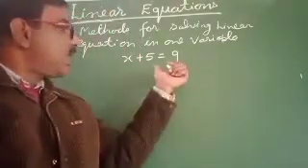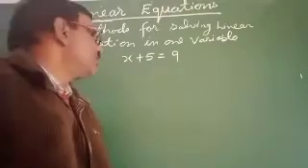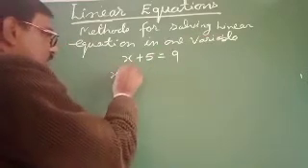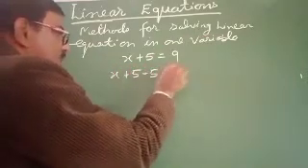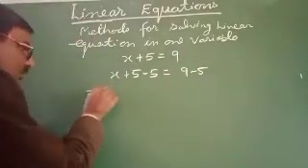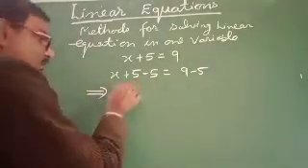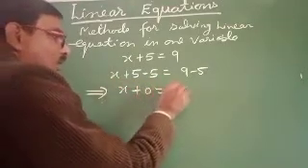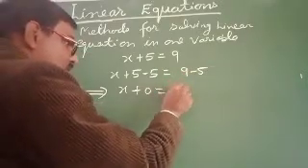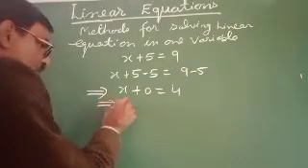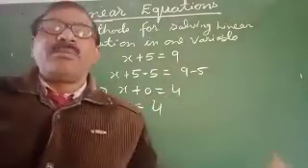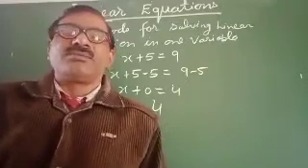So if we want to solve this linear equation, then we subtract 5 from both sides. x plus 5 minus 5 equal 9 minus 5. 5 minus 5 will be 0, therefore it will be x plus 0 equal 9 minus 5, which equals 4. Therefore x equal 4, and x equal 4 is the solution of this linear equation.